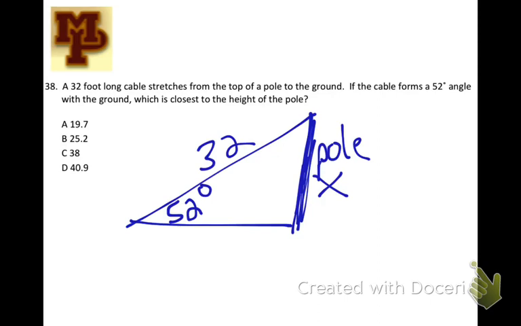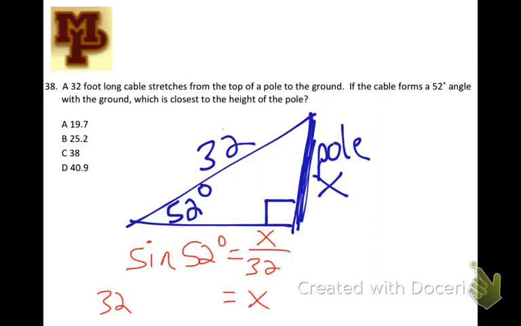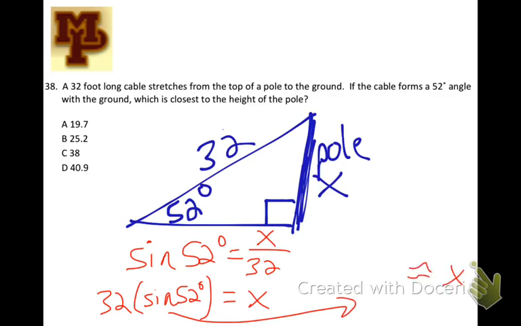So then we see we have opposite, and we have hypotenuse that we're dealing with. So this is a good sine relationship. So we're going to say sine of 52 is equal to opposite, which is x, over 32. And so we're going to multiply by 32. So it would be 32 times sine of 52. And x is about 25.2. And that is feet. Yep, feet.